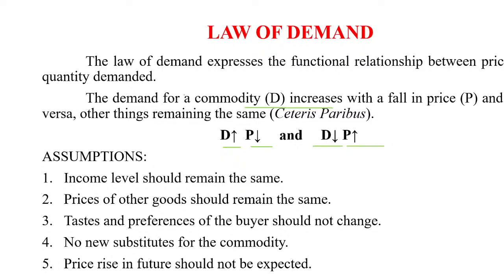So basically the law of demand focuses only on two things, demand and price. The rest of the things remain constant. That means they are not influencing demand. Things like income, taste and preference are not influencing it. Correct?